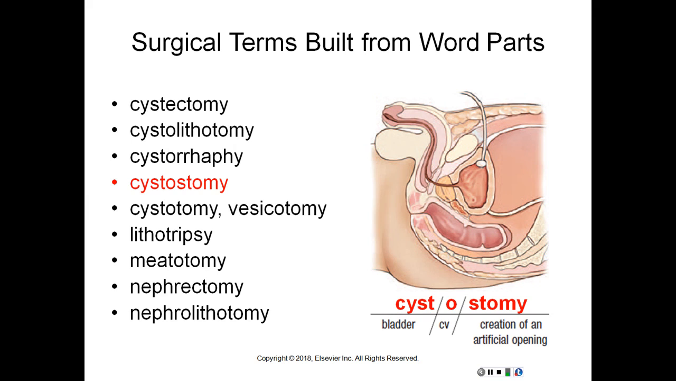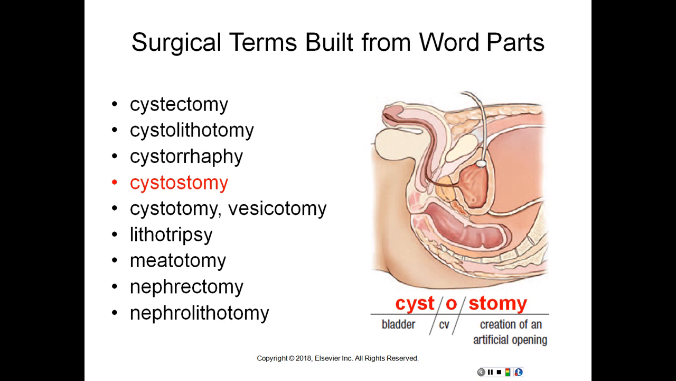Ureterectomy, excision of the ureter. Ureterostomy, creation of an artificial opening into the ureter for drainage of urine. Urethroplasty, surgical repair of the urethra. Vesico-urethral suspension, suspension pertaining to the bladder and urethra. So this picture, again, is just listing some of the common surgical terms built from word parts.